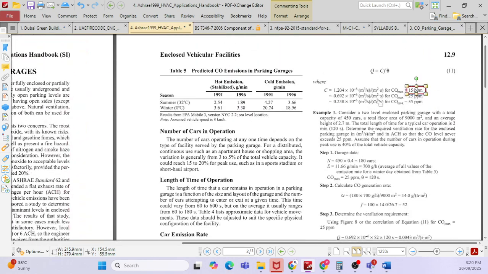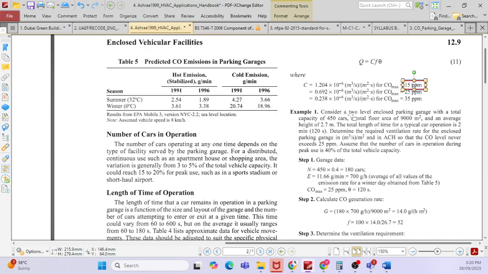Now you are going to do an example. Considering a two-level enclosed parking garage with a total capacity of 450 cars, a total area of 9,000 square meters and an average height of 2.7 meters. The total time for a typical car in the park is around 120 seconds, 2 minutes. Determine the required ventilation for the enclosed parking structure in ACH so that the CO level never exceeds 25 ppm. So you are going to calculate based on 25 ppm.